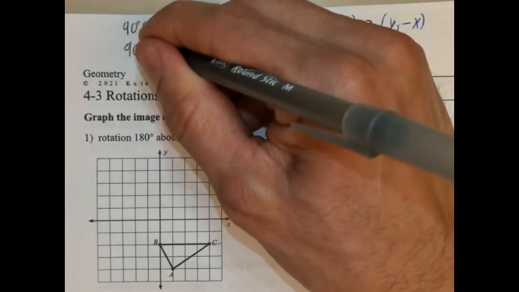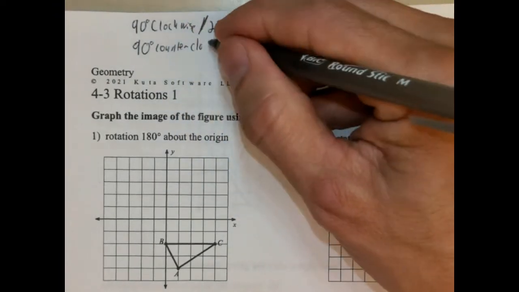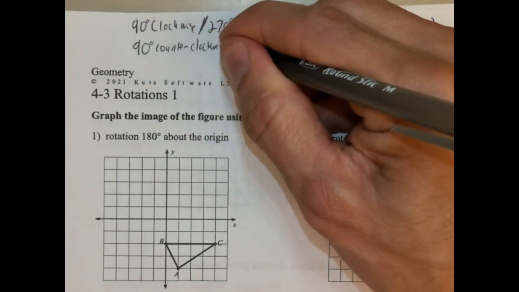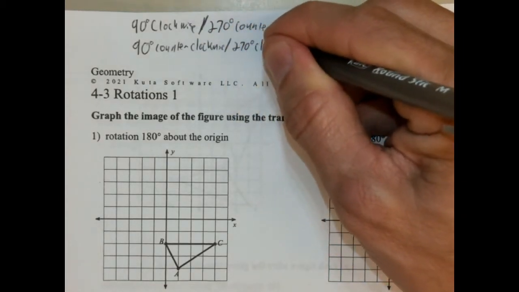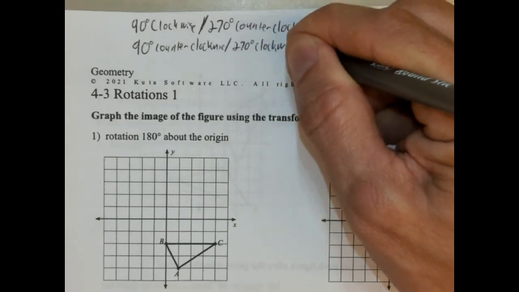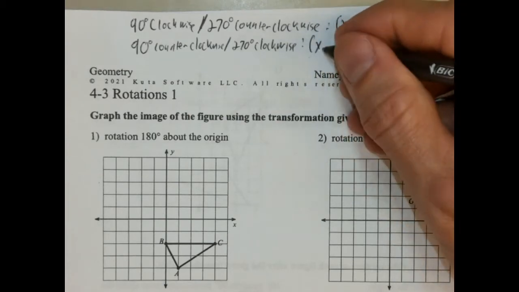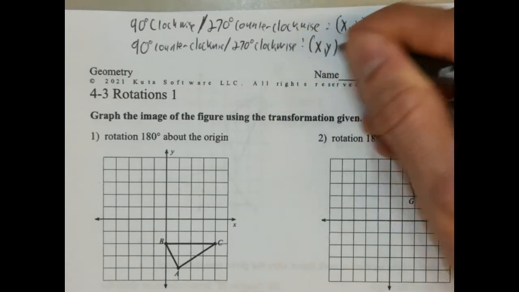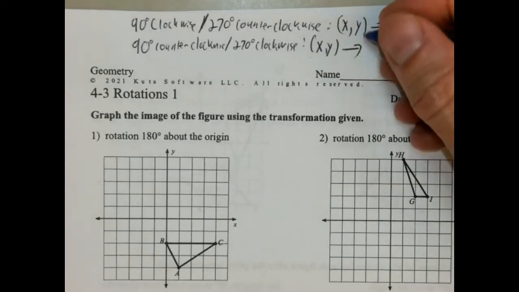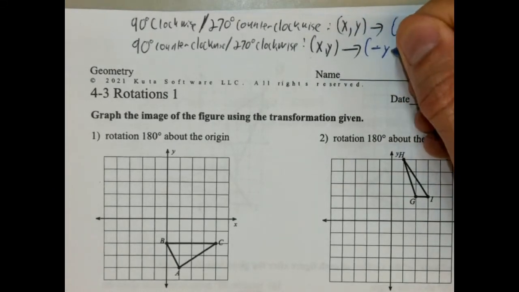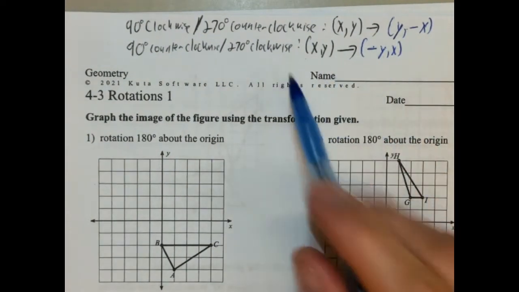Okay, so now 90 degrees counterclockwise, which is also equivalent to 270 degrees clockwise. Okay, that's going to be (x, y) becomes (opposite y, x). Okay, so basically you swap the position and you change one of the signs with these 2 examples.